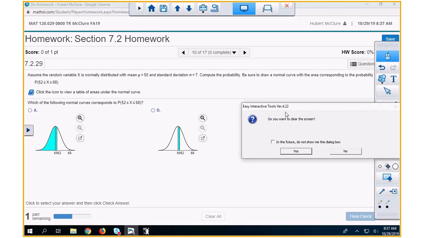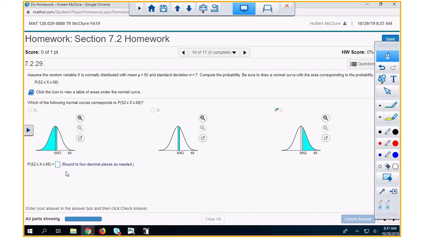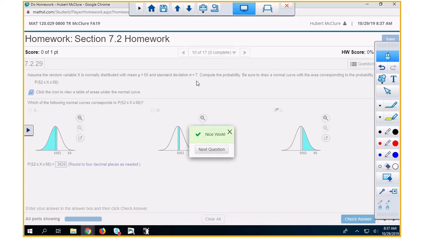So check, and it should ask you for another. You've got to hit continue. All right, somebody give me that. What was it? 0.38 what? 0.3825? Yes. Okay, so that's a test question.